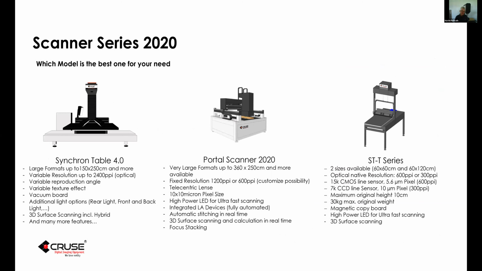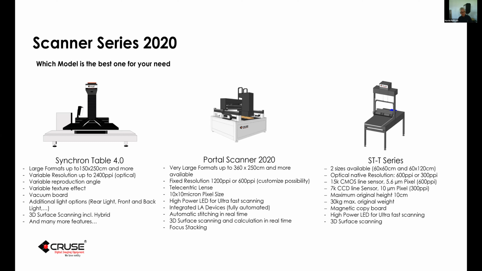I'm just addressing 3 scanners. The Synchron table, which is our main scanner, since it's 700, 800 of those have been already shipped, which is very unique in the world, the variable reproduction angle, because usually you never see straight down on a laminate or on a flooring, you always see on an angle. So we're the only ones in the world who can scan with an angle, and we have variable resolution up to 2400 dpi. We build many sizes, and then the surface scanning, this is then what Martin will be talking about.